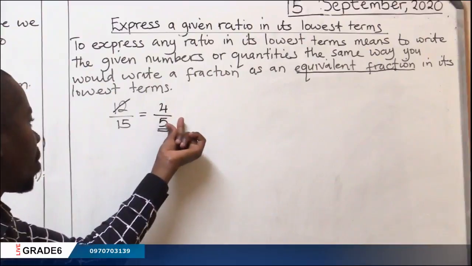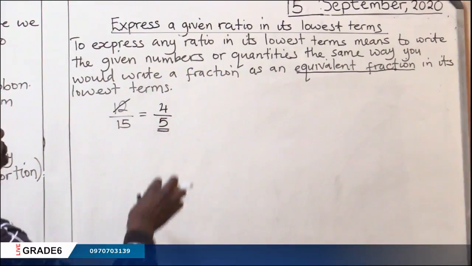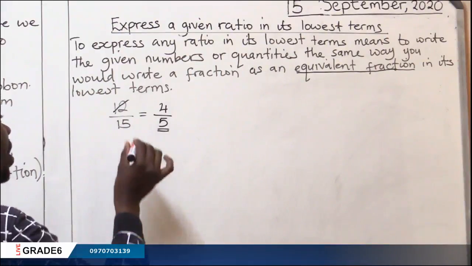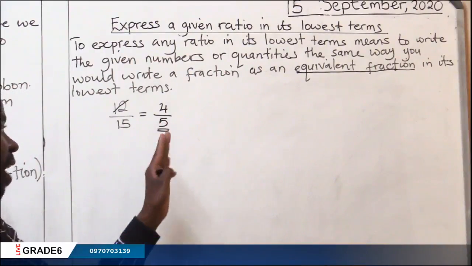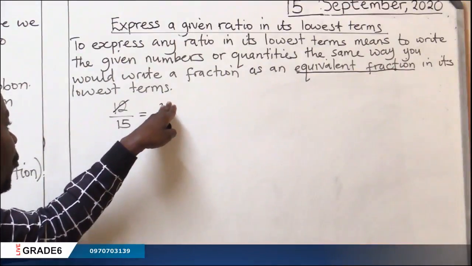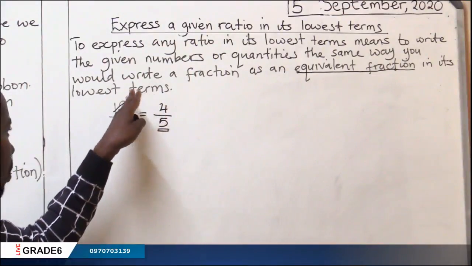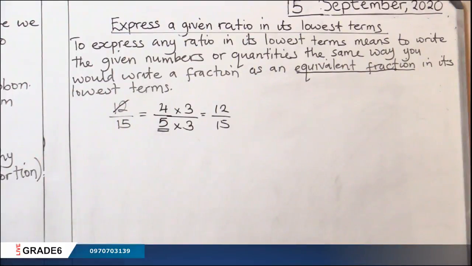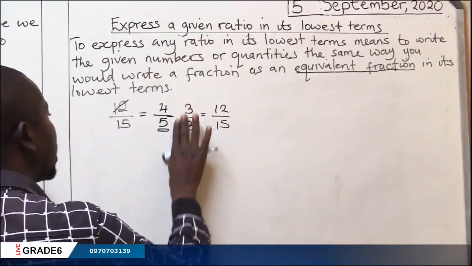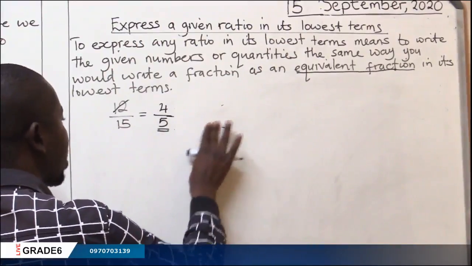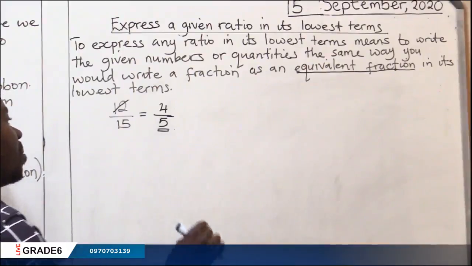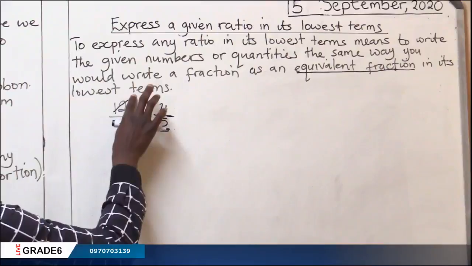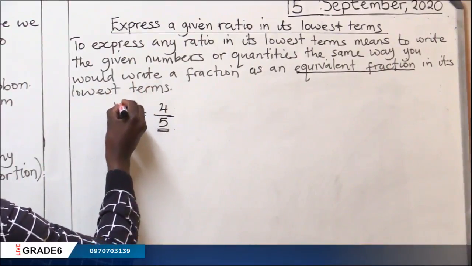Why is it called an equivalent fraction? It is called an equivalent fraction of 12 over 15 because if you use the same highest common factor to multiply 4 over 5, you go back to the original fraction, which is 12 over 15.